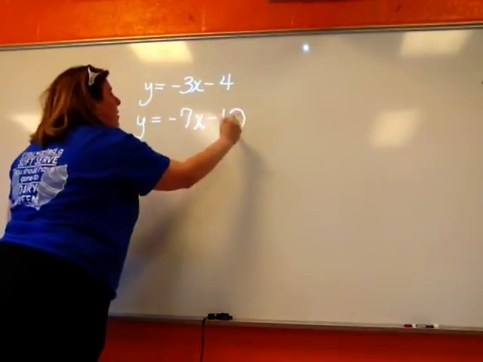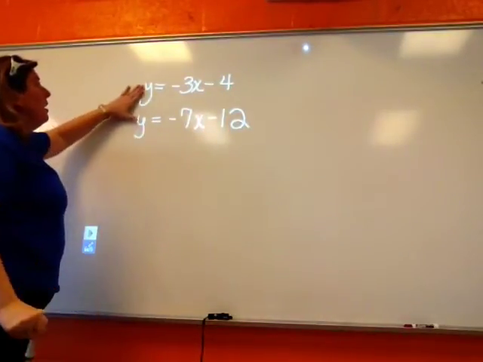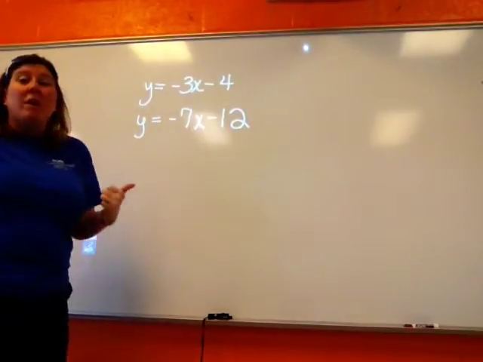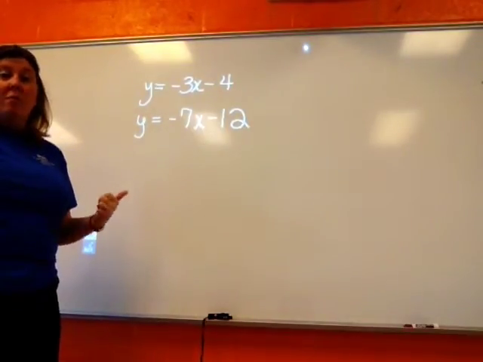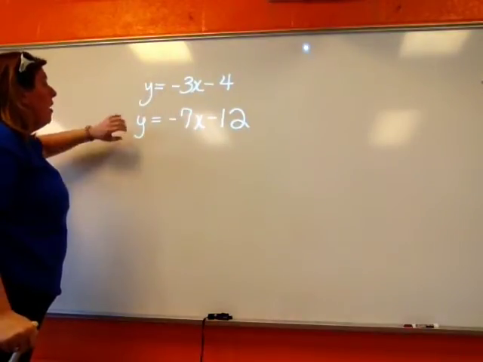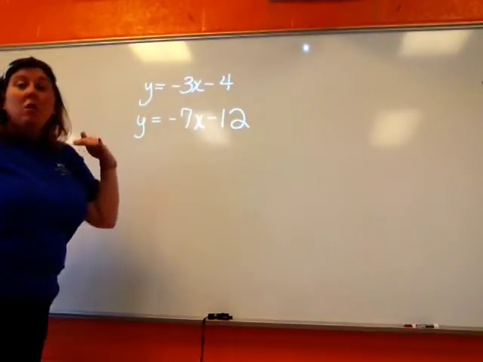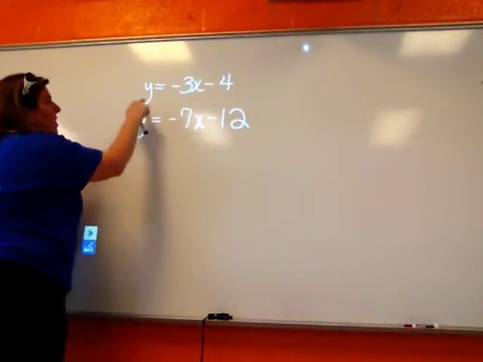Okay, so the first thing that you're going to need to do is recognize that these are already solved in terms of y. So this y is already solved for itself. This y is already solved for itself. You need to use one of those and replace it with the other one.